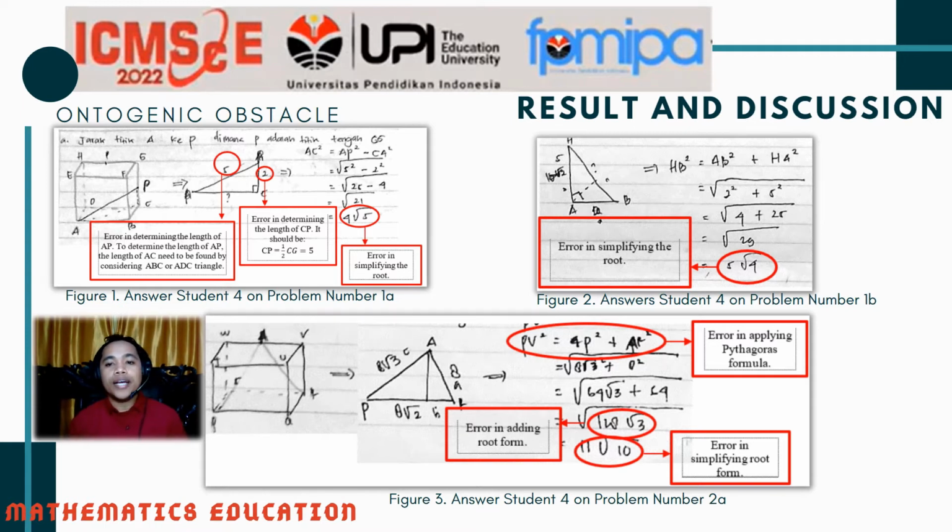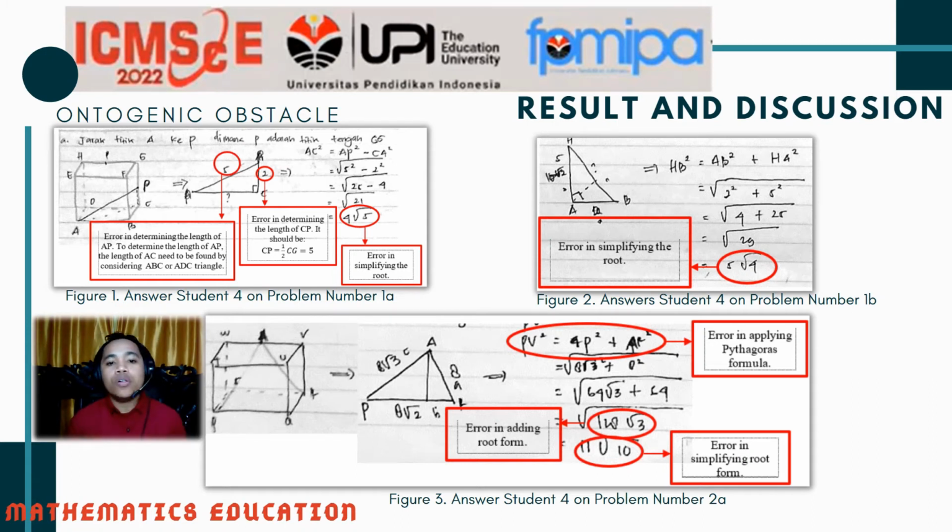After an interview with that particular student, a number of pieces of information were obtained. Student 4 was still confused in choosing which triangle should be used to determine the distance between the 2 points. Besides, student 4 also found difficulty in seeing the perpendicularity between 2 lines in geometry. Student 4 even used Pythagoras' formula on a triangle which is not a right triangle.